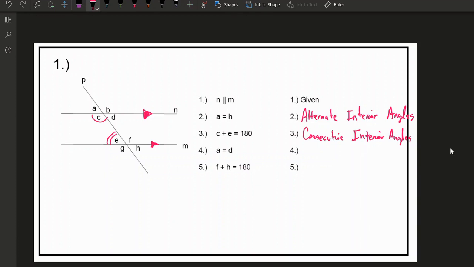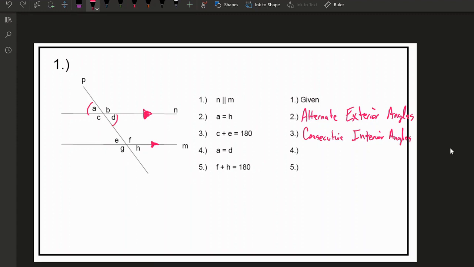And now that I'm writing that, I'm seeing that I made a mistake just a second ago. Very first thing that I wrote, A is equal to H. Those are not interior angles, those are exterior angles. Sorry about that. Okay, A is equal to D.